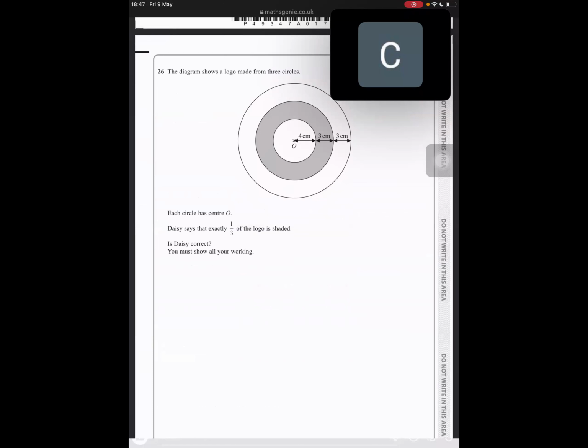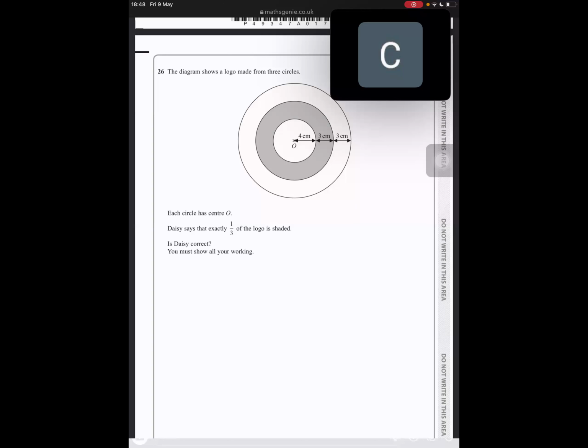Okay. It says the diagram shows a logo made from 3 circles. Each circle has center O. Of course, all of them are sharing the same center, right? It now says Daisy says that exactly 1/3 of the logo is shaded. Is Daisy correct? You must show all your working.